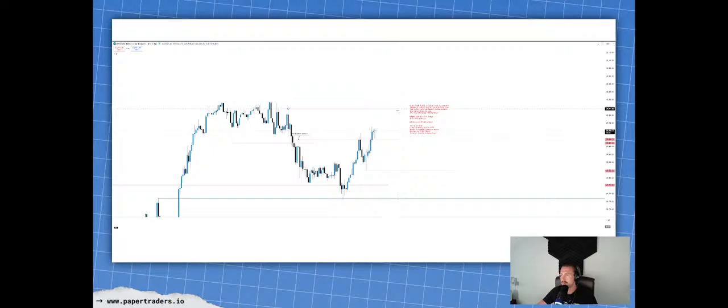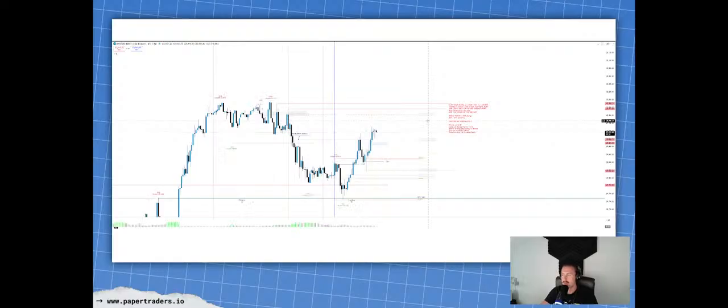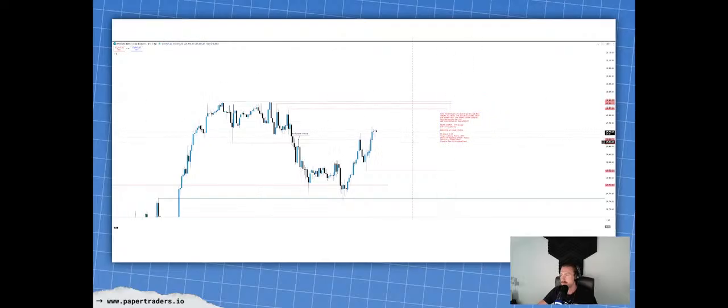There we go. Let me get rid of that. If you guys need a quick tip there: Alt Control H toggles all of your indicators on and off. Just as a heads up there.